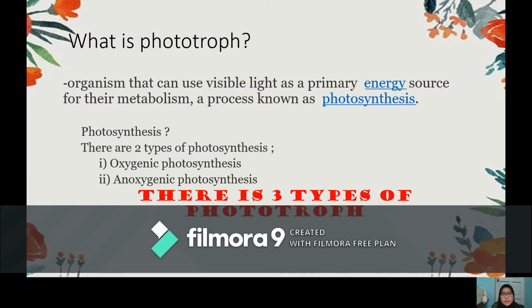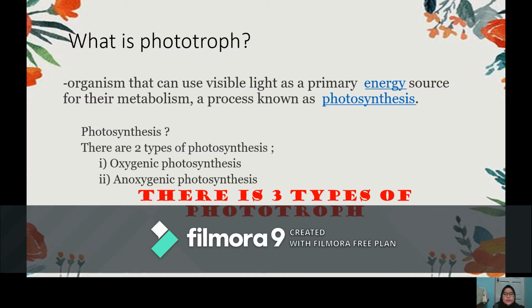There are two types of photosynthesis: oxygenic photosynthesis and anoxygenic photosynthesis. In oxygenic photosynthesis, the light energy will transfer the proton from water to carbon dioxide to produce carbohydrate and oxygen as a byproduct, while in anoxygenic photosynthesis, it uses a proton donor other than water, and it also does not produce any oxygen as a byproduct.